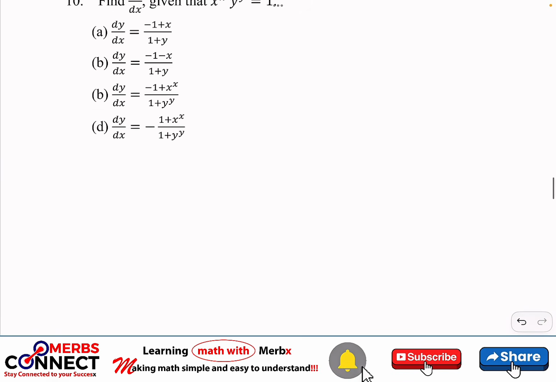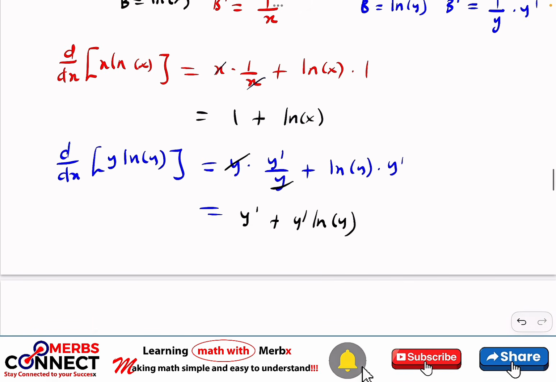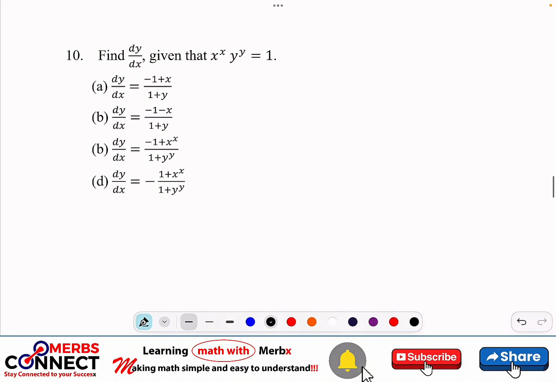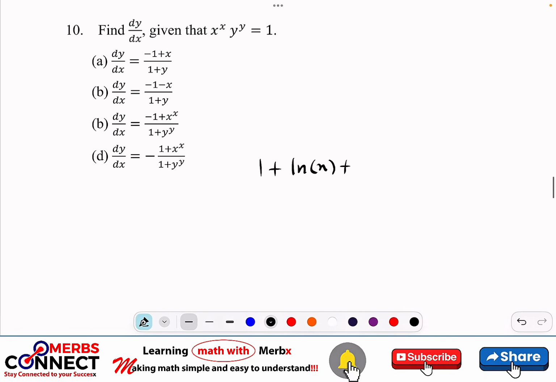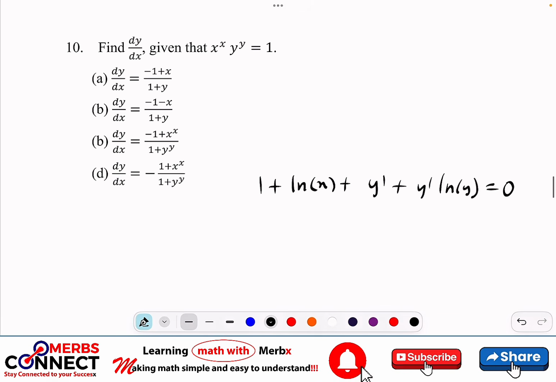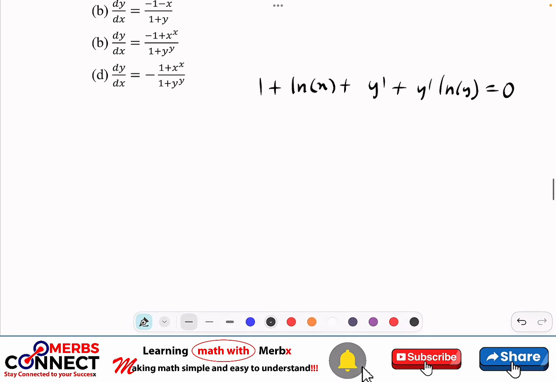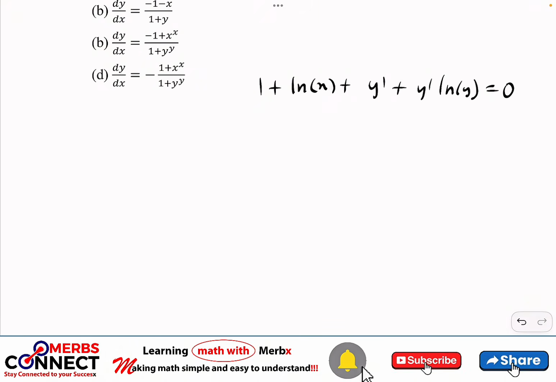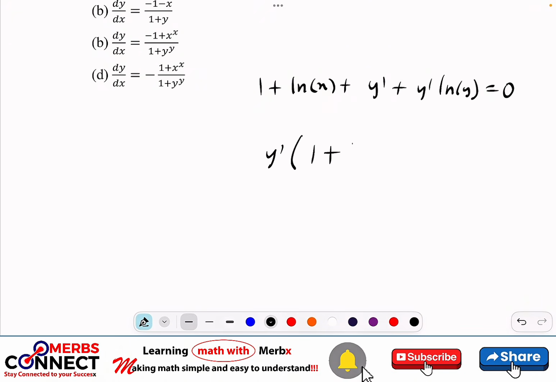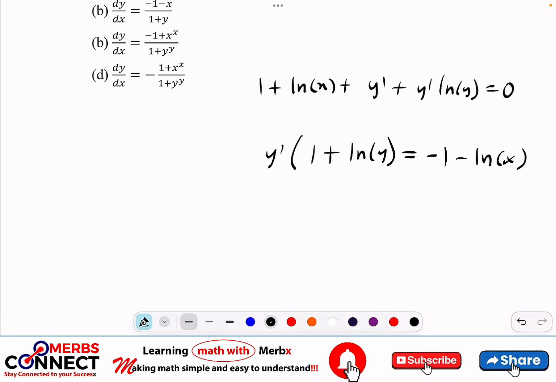Okay, let me bring the option again. So we are still on question 10, and that's what we've got into now. So now we are going to have 1 plus natural log of x plus y prime plus y prime natural log of y is equal to 0. Now we are finding for the y over the x, which is y prime. So here I can move this to the right, and then I can factor y prime out. So I'm going to have y prime out 1 plus natural log of y, which is equal to, when I move this one, I'm going to have minus 1 minus natural log of this.